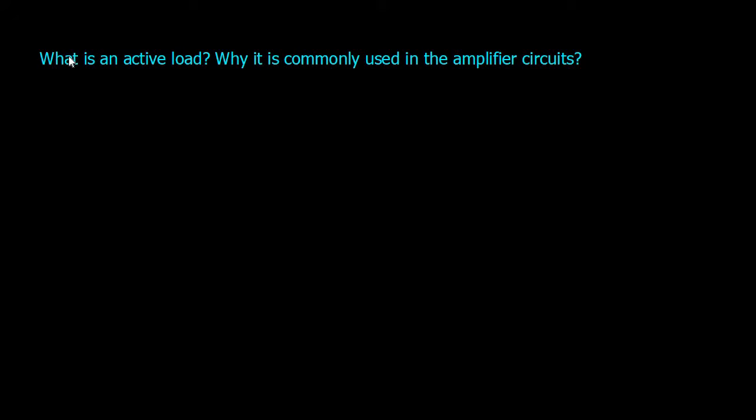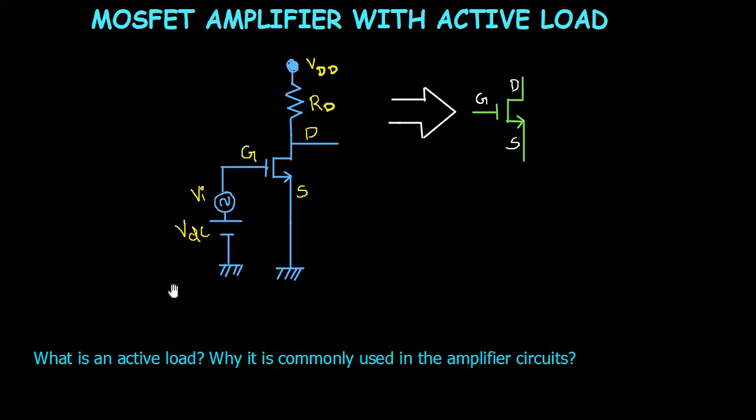Active loads are commonly used in integrated circuits where size and power consumption are major constraints. For example, taking a resistor in an IC requires a lot of space. So instead of that, an active component like a MOSFET or MOSFET circuit is used in place of the resistor. The active device used instead of a resistor is known as the active load.